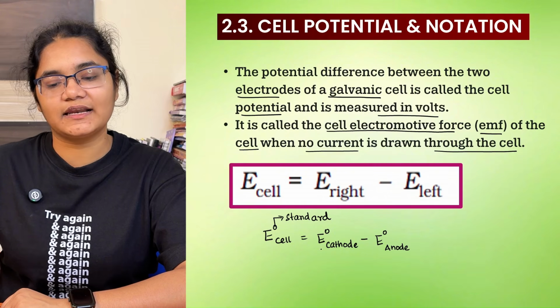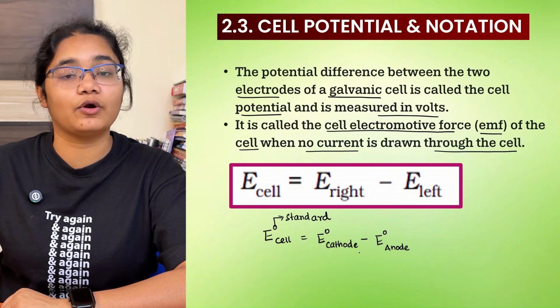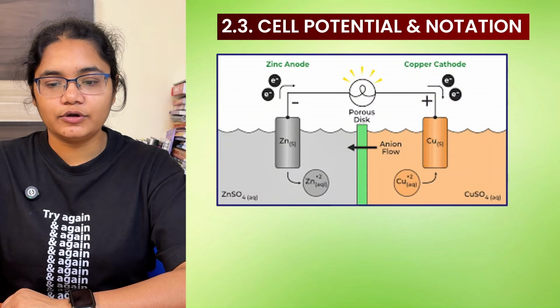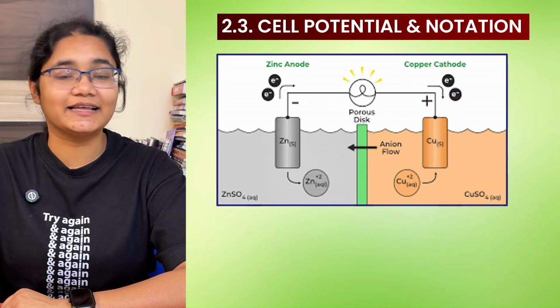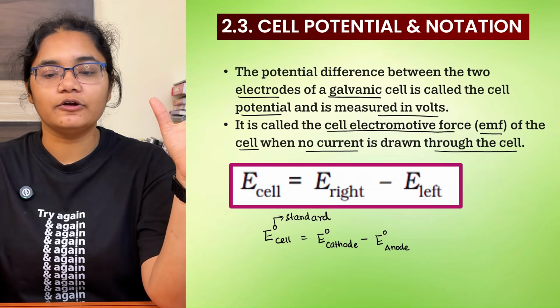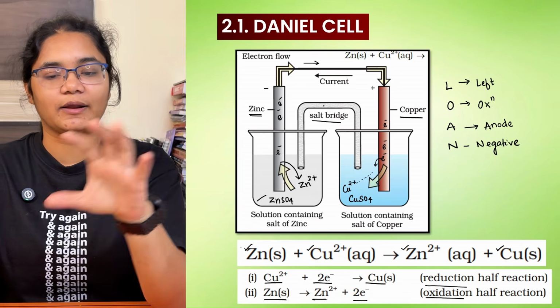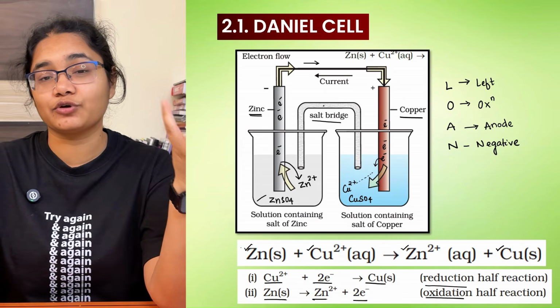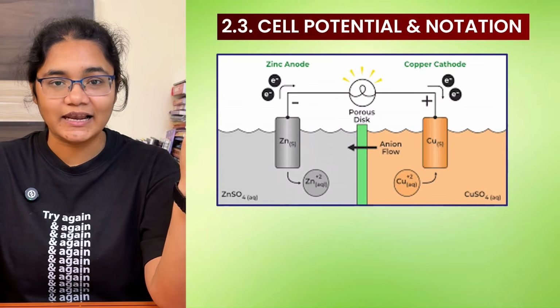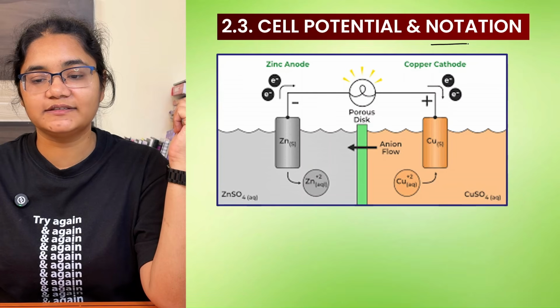Okay, E naught of the cell is equal to E naught of cathode minus E naught of anode. Clear? Now let's talk about the cell potential and cell notation. So how to write the cell notation? Every time you will not be drawing this much big diagram to represent the cell, right? There is a shortcut way, a more conventional way to represent the cell. So that is what we will study in the part of cell notation.